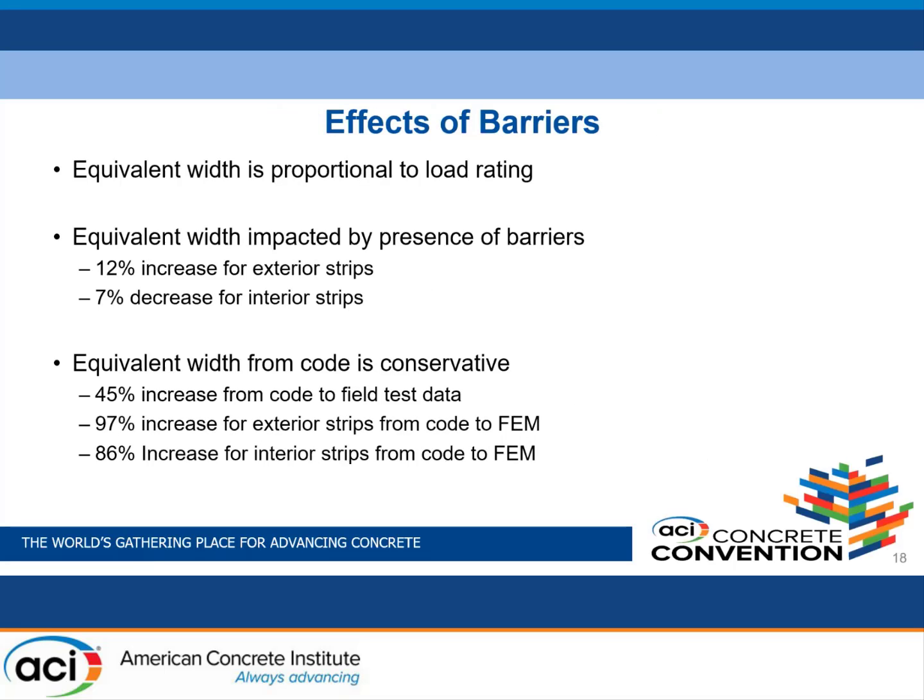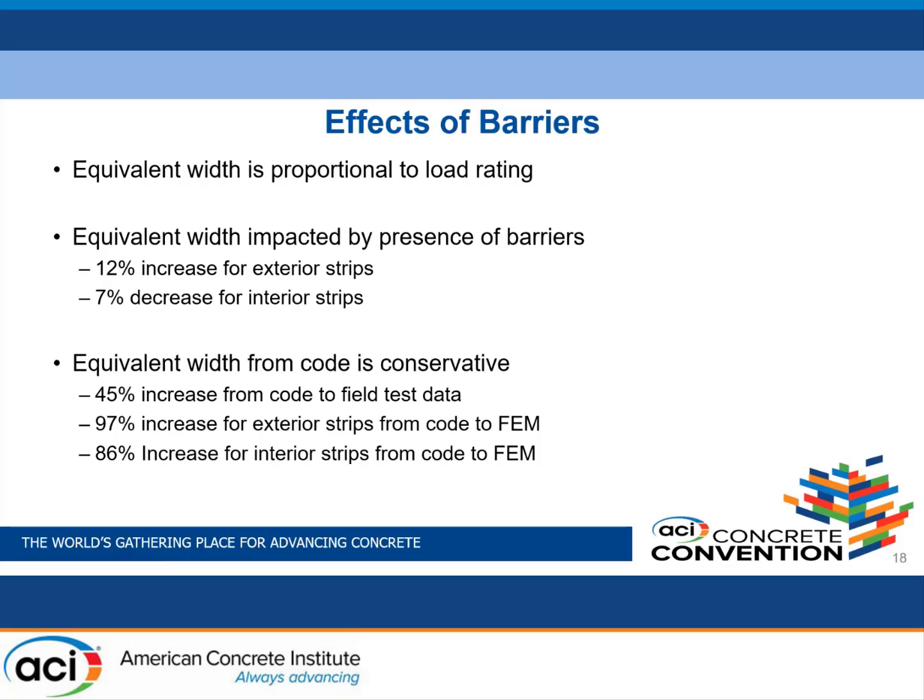Keeping in mind that the equivalent width is proportional to the load rating, the equivalent width increases by 12% for exterior strips in the finite element model when the barriers are included versus excluded. However, it decreases on average by 7% for interior strips when the barriers are included versus excluded. And then we also see that the code is conservative.